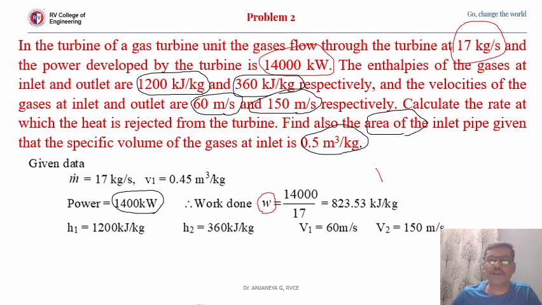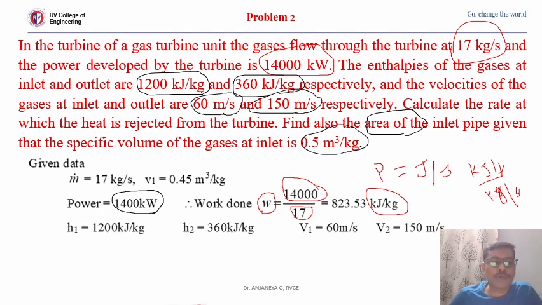When I say power, it is nothing but joules per second or kilojoules per second. Now if I want to convert it to kilojoules per kg, it is nothing but total power output per unit mass. So it is kilojoules per second divided by the mass in kg per second. So the seconds get cancelled, and the work done you are getting is in kilojoules per kg.